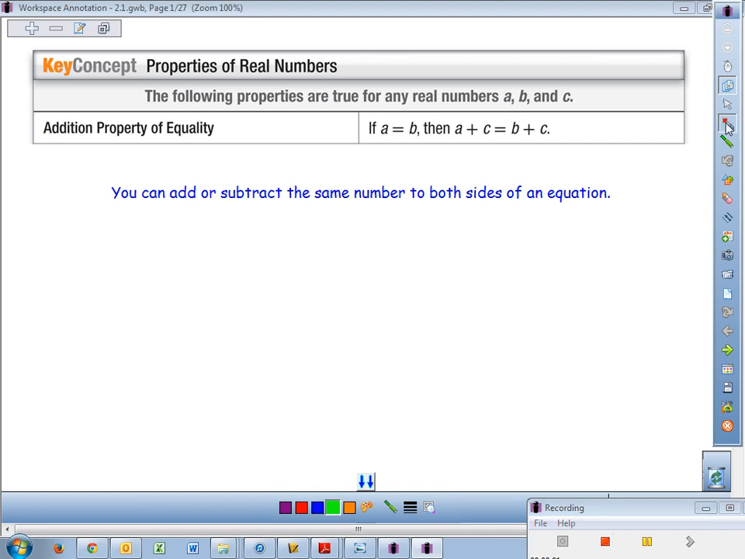All right, today we talk about many types of properties that we've been using for years. Most of them we've seen before, but some of them are kind of new. The first one, the addition property of equality.